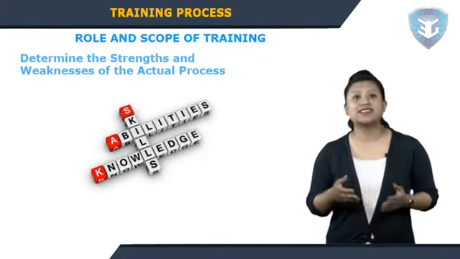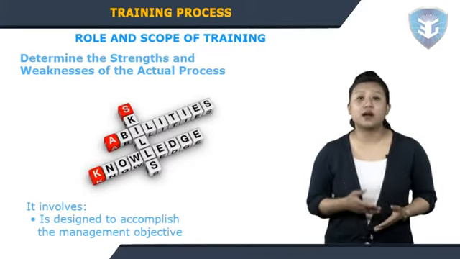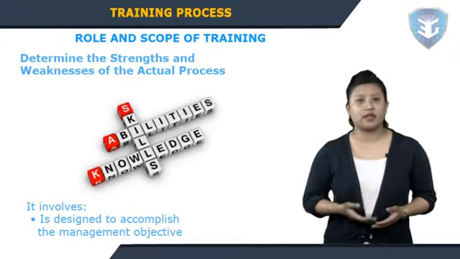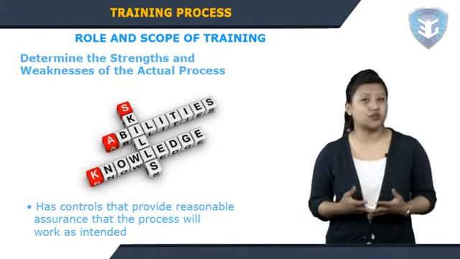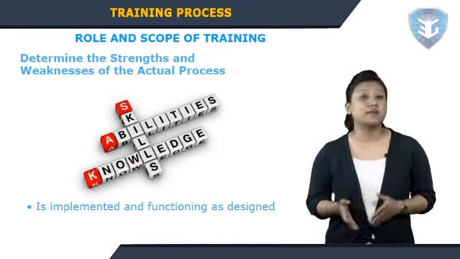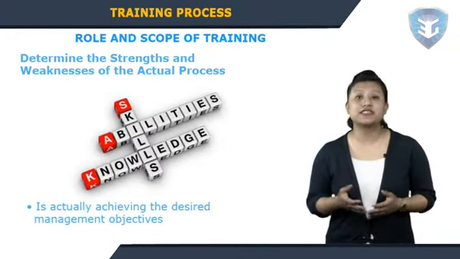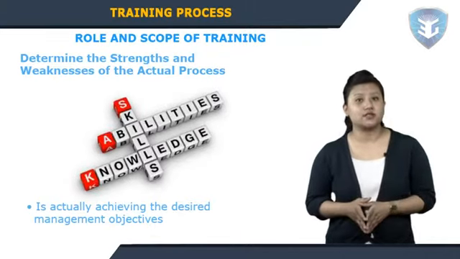Procedures: analyze the actual process to determine it is designed to accomplish the management objective. It has controls that provide reasonable assurance that the process will work as intended. It is implemented and functioning as designed. It is actually achieving the desired management objectives.